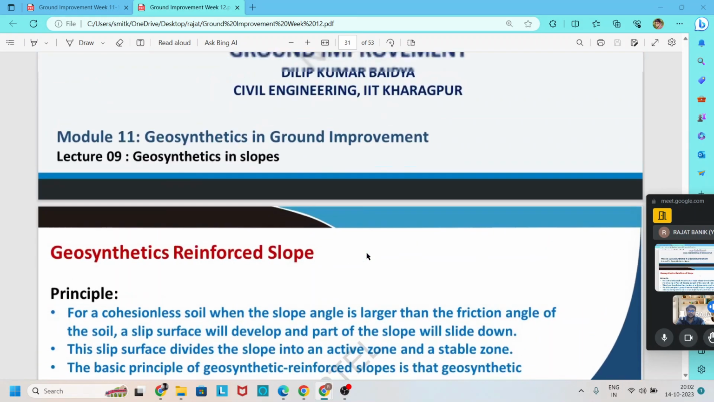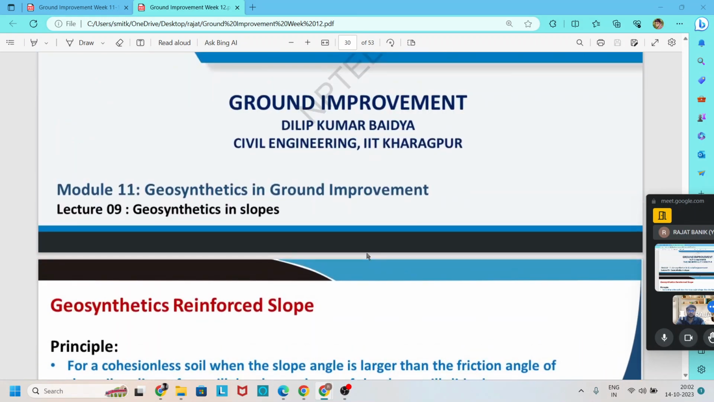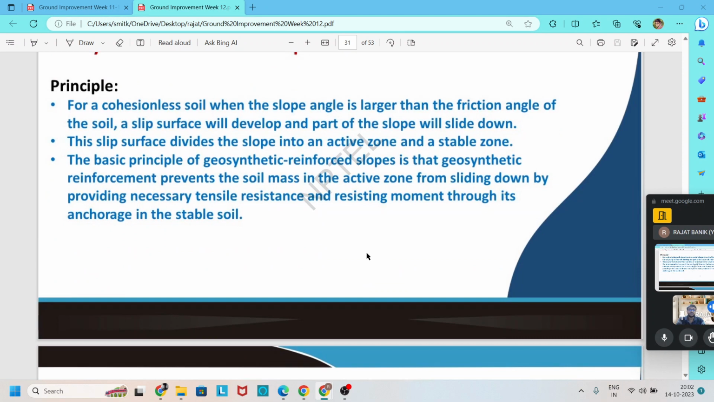Then we discuss the reinforced soil slope. First, we discuss the principle. In principle, we discuss why the failure is happening in the slope, and we find out that when the friction angle of the soil is greater than the slope angle, then... sorry, when the slope angle is greater than the friction angle of the soil, then only the slip surface is created and failure happens.